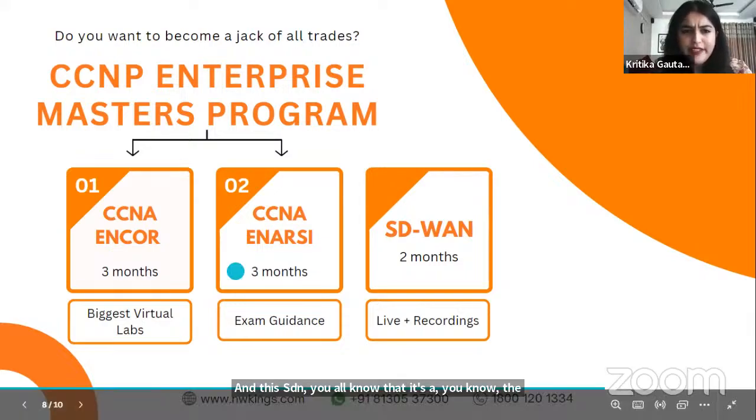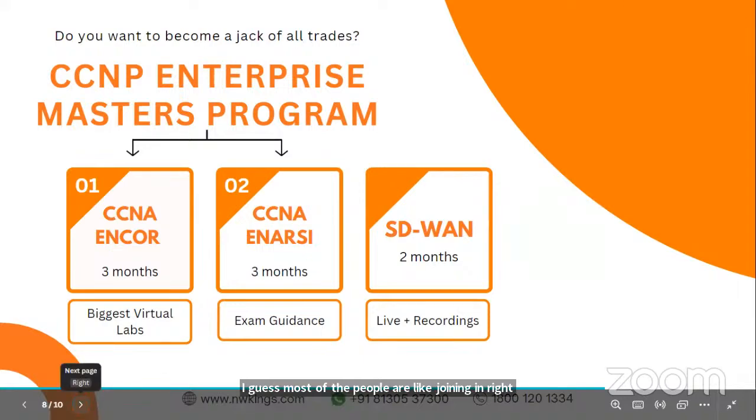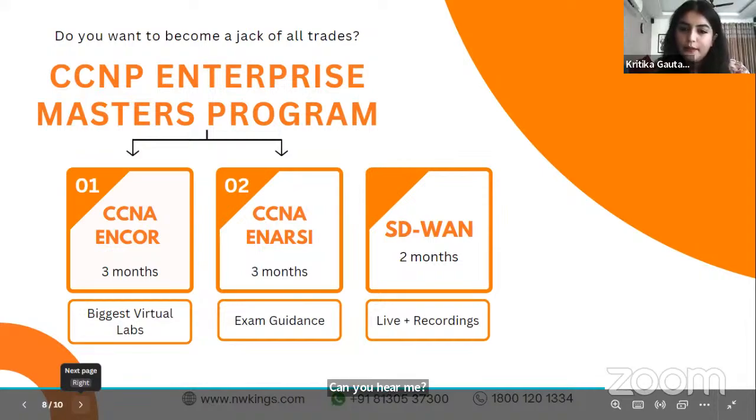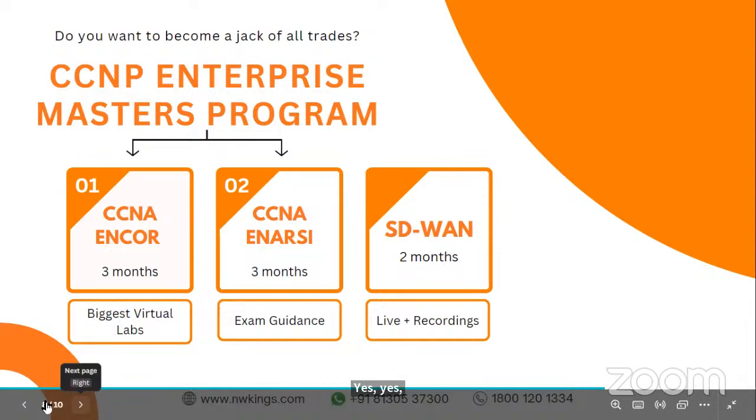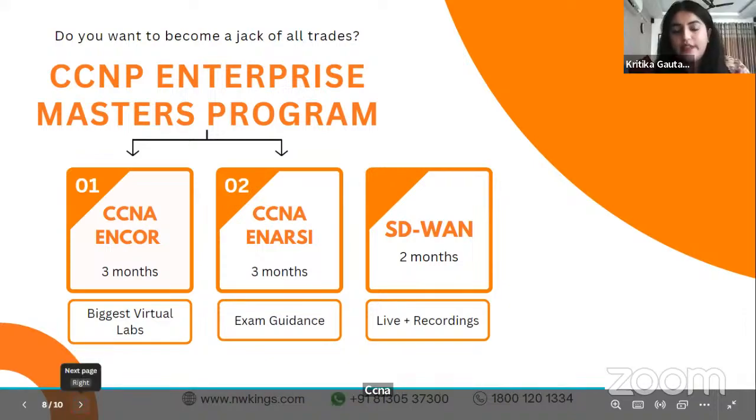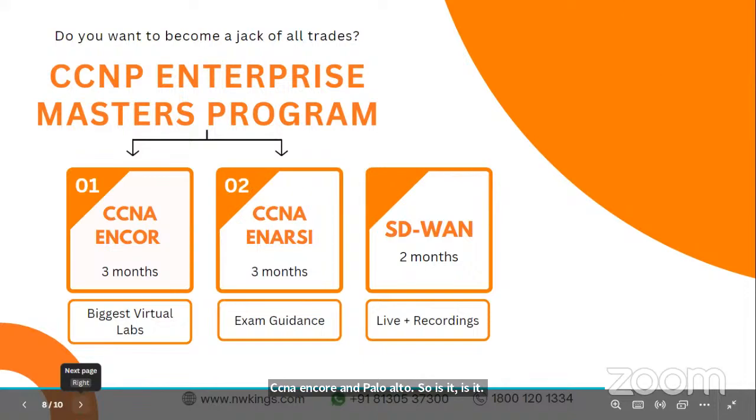I guess most of the people are joining in, right? Excuse me, ma'am. Yes. Can you hear me? Yes. So I had enrolled for a combo pack earlier, which was CCNA, CCNP Core and Palo Alto. So CCNP is basically this? Yes, it's CCNP Core and CCNP ENARSI. No, it was CCNA, CCNP Core and Palo Alto. So is this a part of that only, or is it separate?